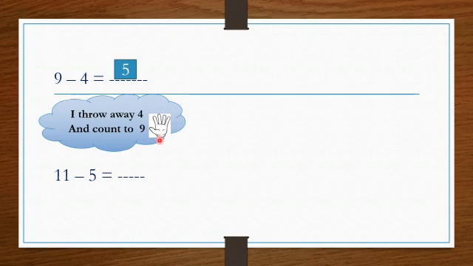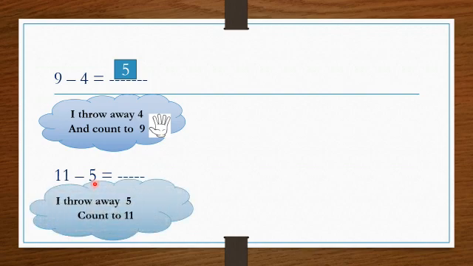11 minus 5. 11 is the bigger number and 5 is the smaller number. So I throw away 5 and count to 11. Keep in mind, close your hand, then start counting. So throw 5, 5, then 6, 7, 8, 9, 10, 11. I have 6 fingers, so the answer is equal to 6.